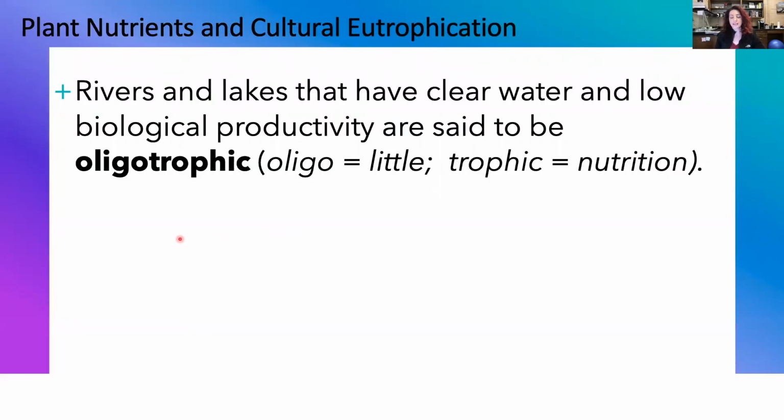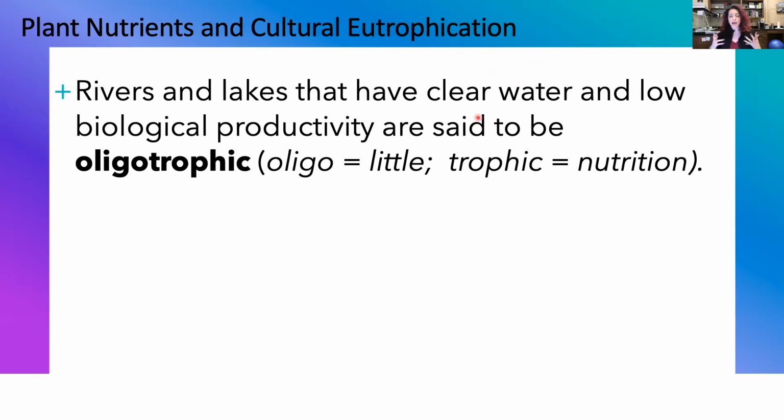So what happens naturally when nutrients get put into a system? There's a difference between plant nutrients and then cultural eutrophication causing bloom events or large demand for that biological oxygen. So rivers and lakes that have clear water and low biological productivity are said to be oligotrophic. We can break this word down, as we can always do with our complicated biology and science words. Oligo means little and trophic means nutrition. So in an oligotrophic area, there's little nutrition for biological productivity. And therefore the water tends to be pretty clear.